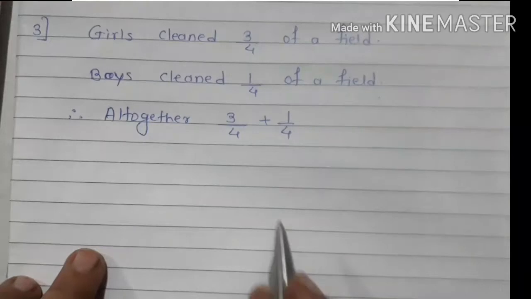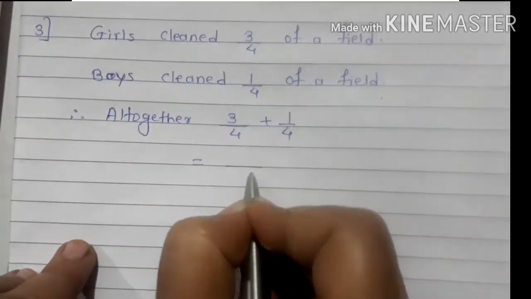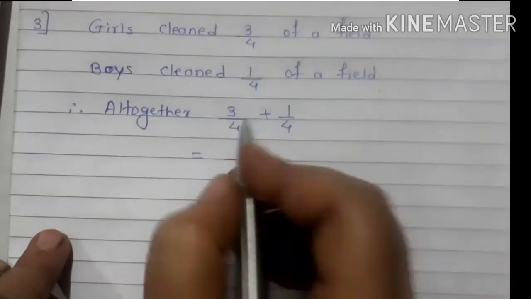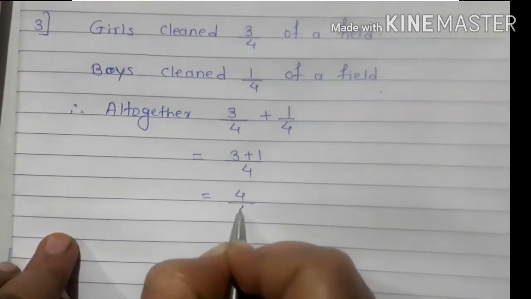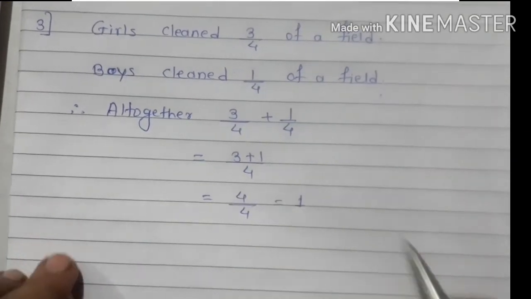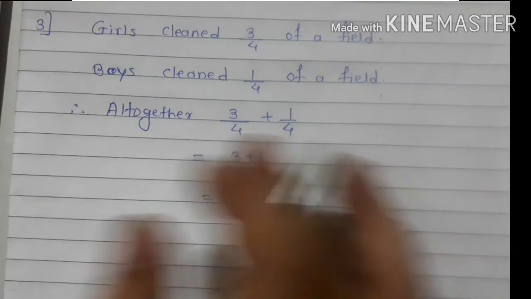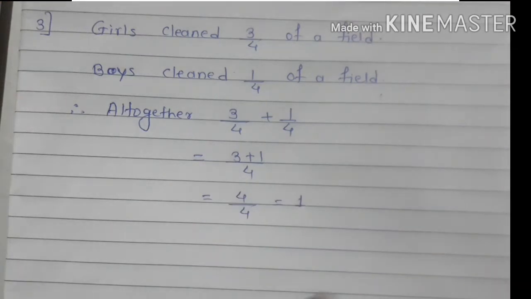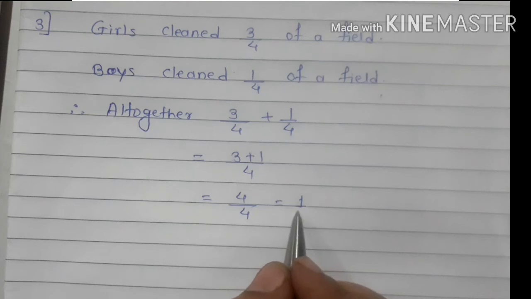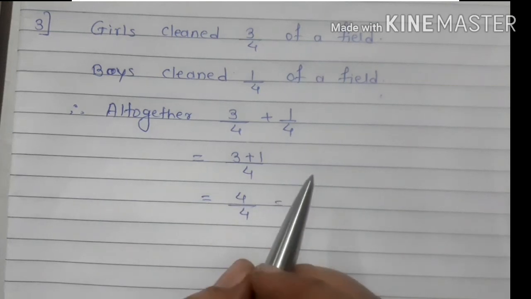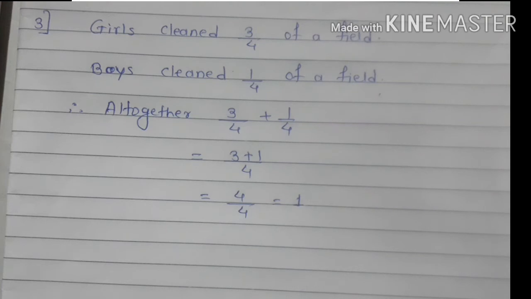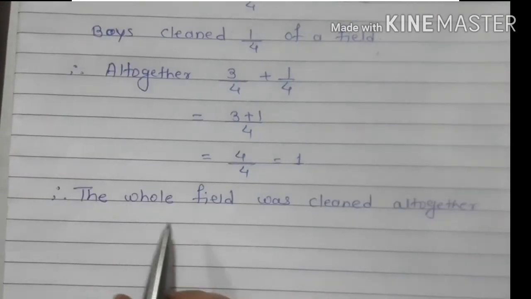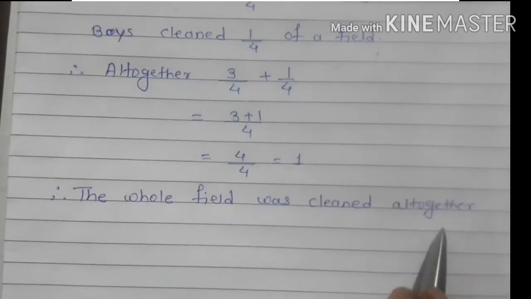3/4 plus 1/4. The denominator 4 we have to write one time. And the numerator 3 plus 1. 3 plus 1 means what? 4. 4/4. 4/4 means what? 1. So they both collectively, all together, cleaned the whole field as we get 1. Girls and boys all together cleaned the whole field. Understood the answer? Therefore, the whole field was cleaned all together.